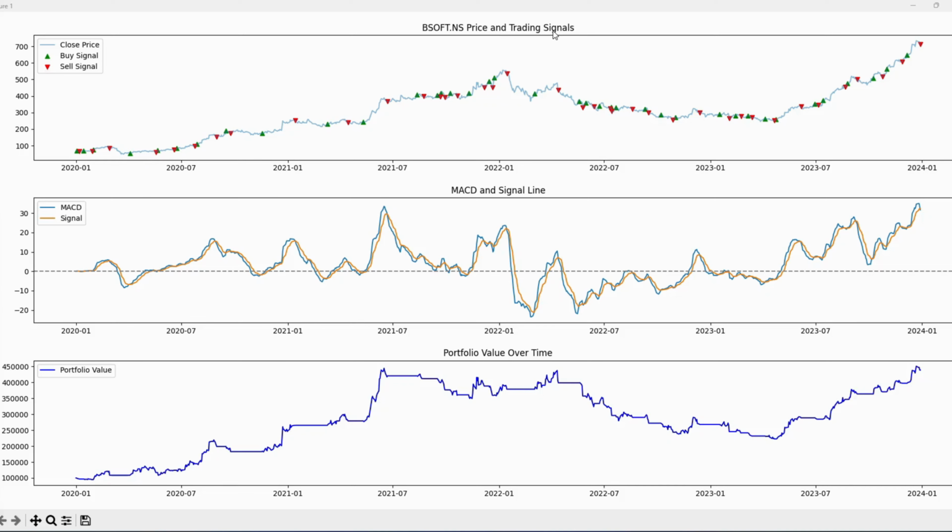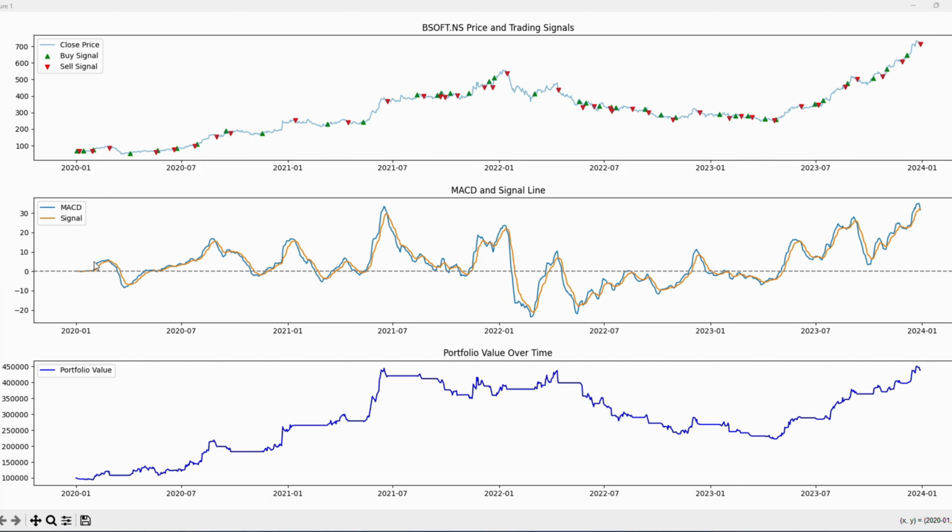BSOFT.NS price and trading signals. The top section shows the stock's price chart along with buy and sell signals. Green upward triangles indicate buy signals, and red downward triangles show sell signals. Notice how the system tries to buy low and sell high during momentum shifts, perfect for a MACD crossover strategy. Throughout the timeline from 2020 to early 2024, you can see how the price rose significantly, especially in the second half of 2023, contributing to the strong final portfolio value.